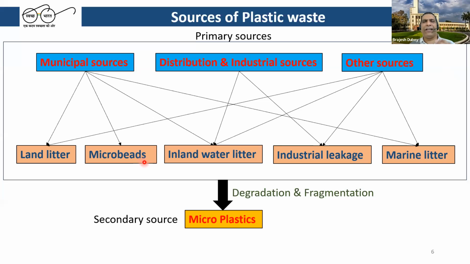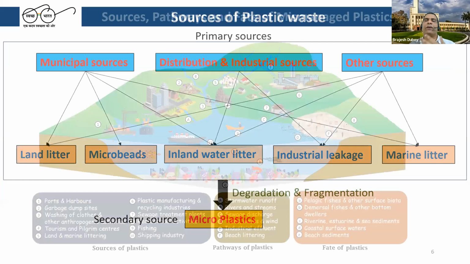There is also a lot of glitter, and all those have microbeads. Many countries have banned them. And there is litter in inland water, industrial leakages, marine litter. All those different sources are the primary sources of plastics getting into the environment. Over time, they get fragmented and degraded, meaning they get broken down. That happens over a very long period of time, decades to hundreds of years. But they do get broken down, and then they become part of microplastics, and microplastics are more dangerous.